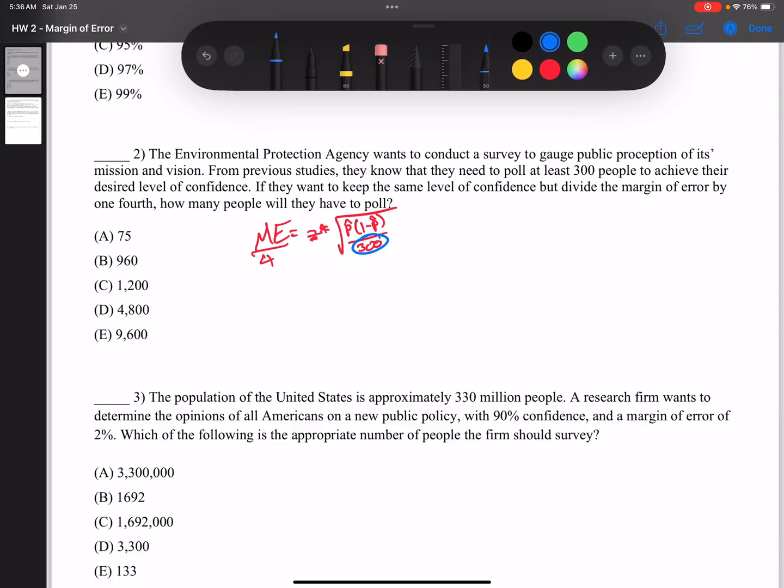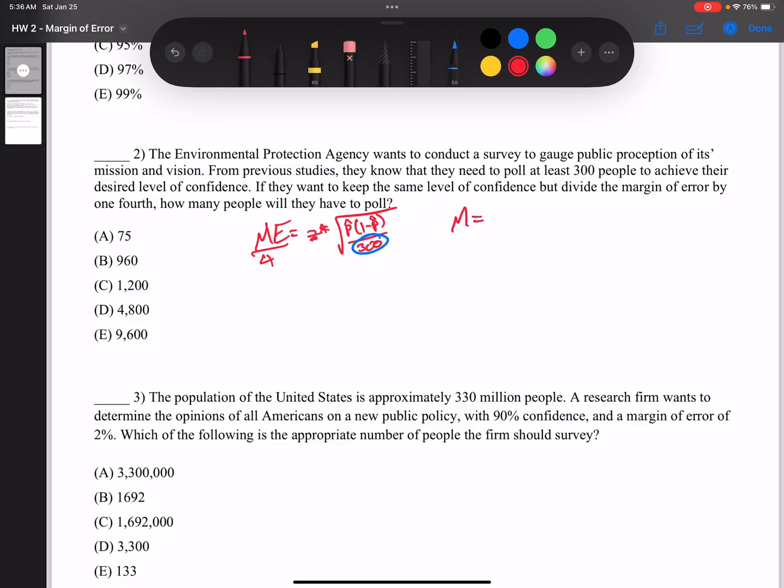Okay, so let's look at our margin of error, just like the default formula, so z star times the square root of p hat (1 minus p hat) over n. We want to figure out, what's going to happen when I divide my margin of error by 4? Okay, well, quick little bit of algebra. I can just multiply by 4 on both sides, and I'm going to end up with margin of error is equal to 4 times all of this junk.